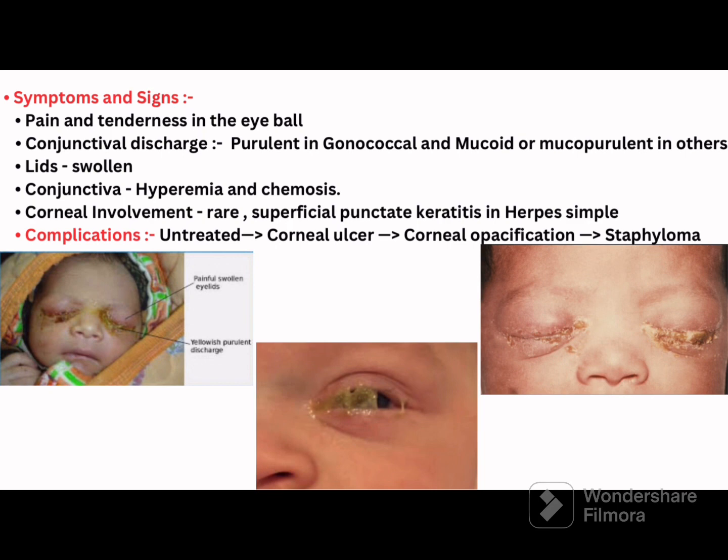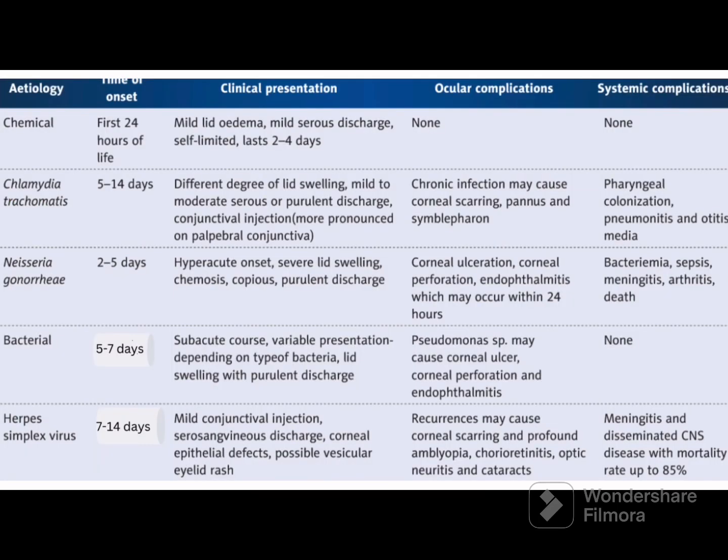Now, if I have to summarize all this, I'll summarize it as follows. If the etiology is a chemical agent, the first 24 hours of life is the time of onset. In the clinical presentation there will be very mild edema and mild serous discharge only. It is self-limiting and will last for 2 to 4 days. What are the ocular complications? None as such. Then systemic complications also we don't have any.